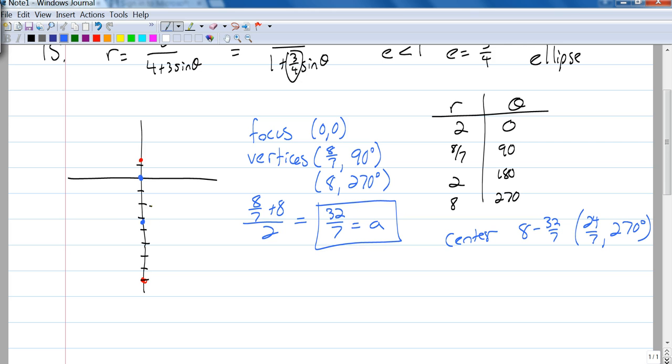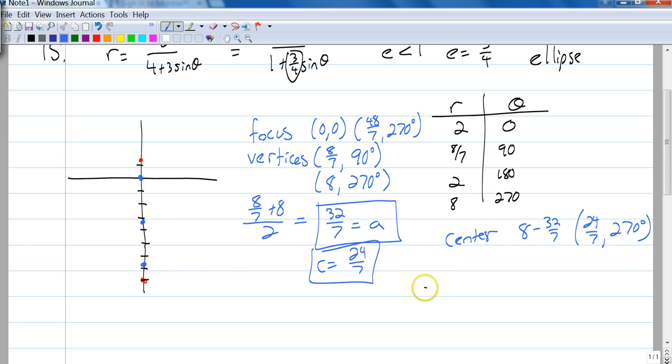So now I have the center, and I know I have the point 24/7. And 24/7 also happens to be the C value, because if we're moving from the center up back to the 0, that is 24/7. So my C value is 24/7. Which means my other focus is down here. You add 24/7 to 24/7, and you get 48/7, which is a little bit less than 7. So my other focus is then at 48/7, comma 270. So I have the two foci, the two vertices, the center. I have all 5 pieces for this ellipse.